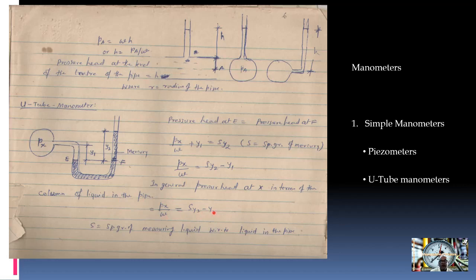So this way we can write the manometric equation. S is equal to the specific gravity of the measuring liquid with respect to the liquid in the pipe. If the pipe contains a different type of fluid, then we will have to multiply by that respective specific gravity. I hope you understand.